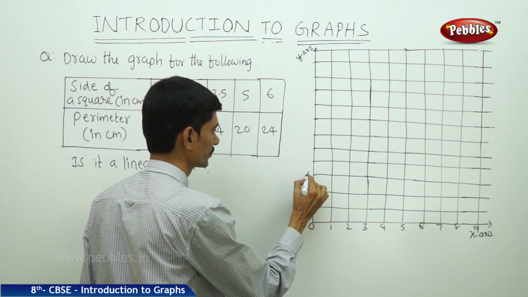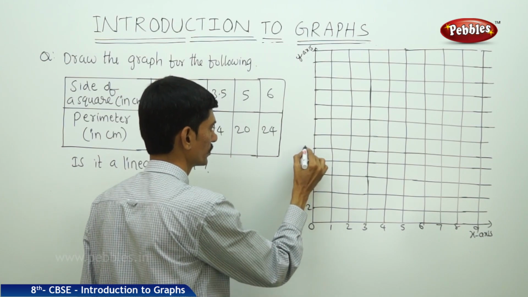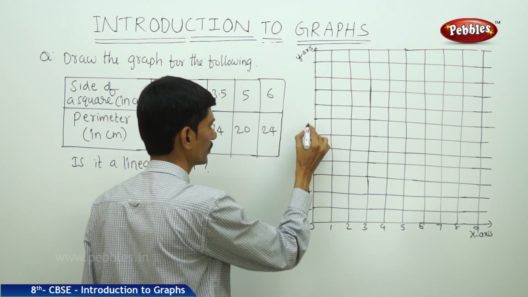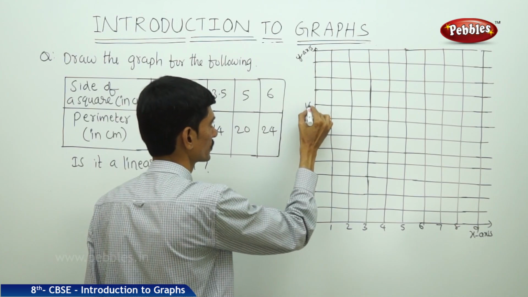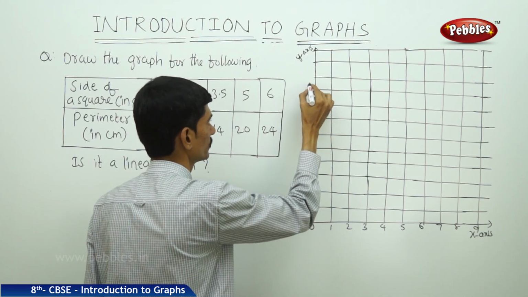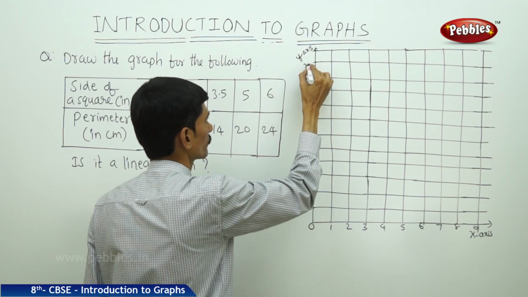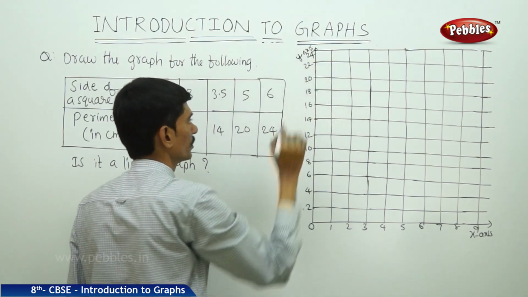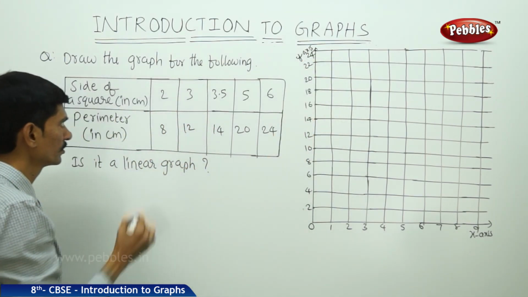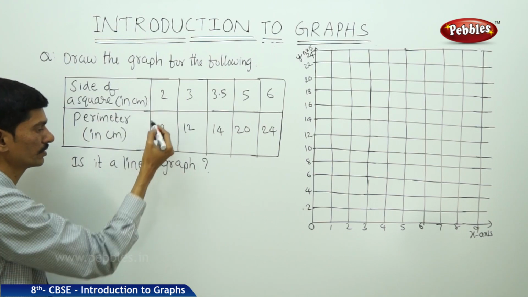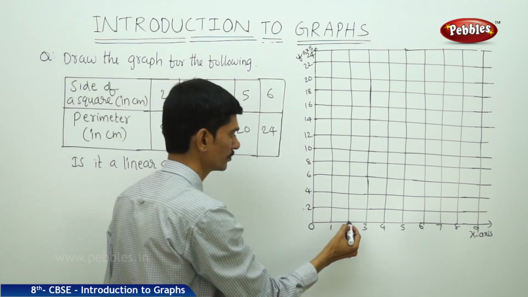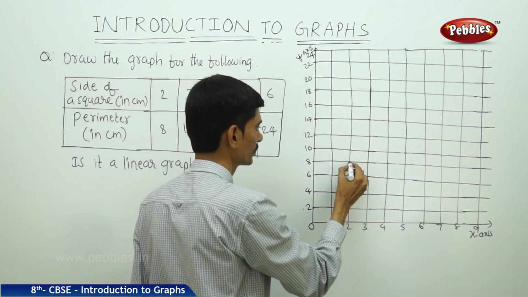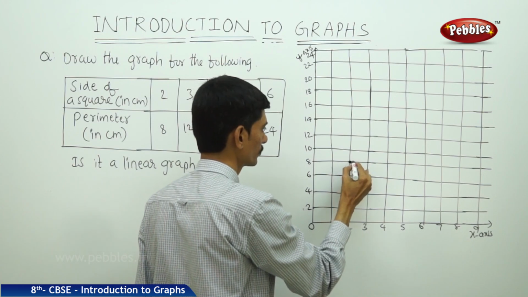4, 6, 8, 10, 12, 14, 16, 18, 20, 22 and 24. Now let us locate the points. The first point is 2 comma 8. On the x-axis 2 and on the y-axis 8. So this is the point 2 comma 8.